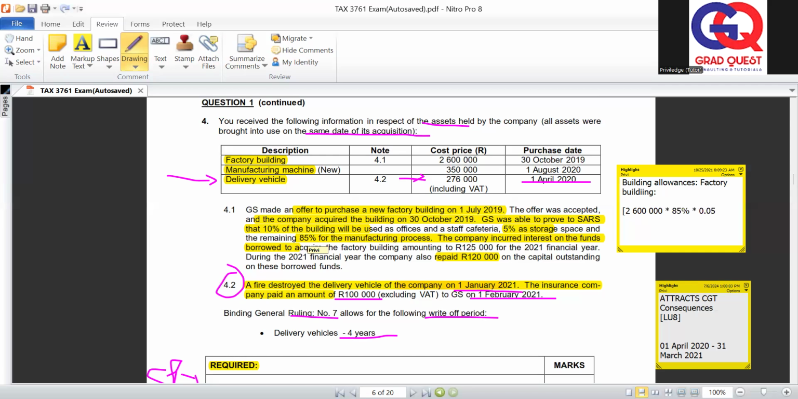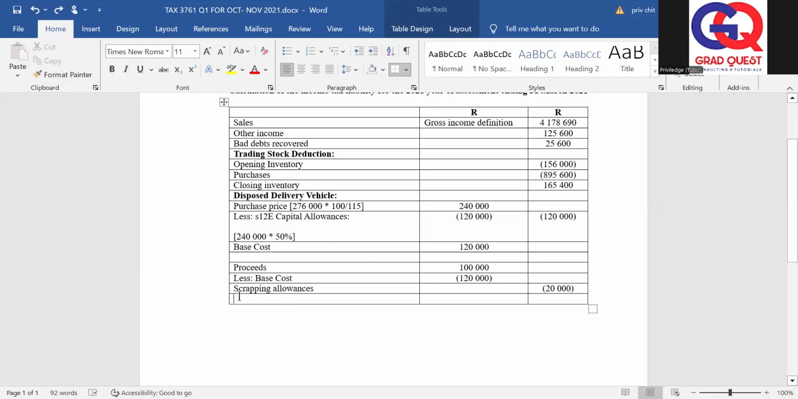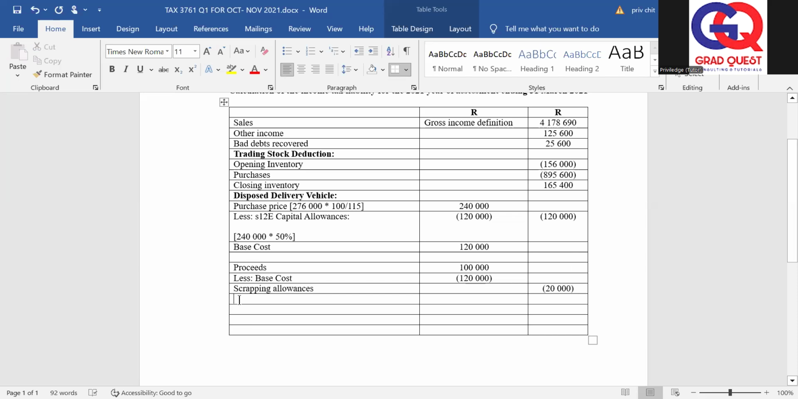And then you multiply it by 0.05, which is 5%, the claim for building allowances according to section 13, subsection 1 of the Income Tax Act. When you do that, it will give you the capital allowances over the building. So that's the calculation. What you do, you come over here, guys, soon after the aspect about the delivery vehicle, you write here building allowances, and this is applicable to the factory building.